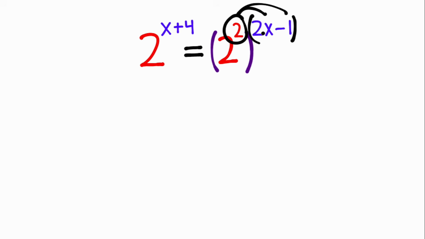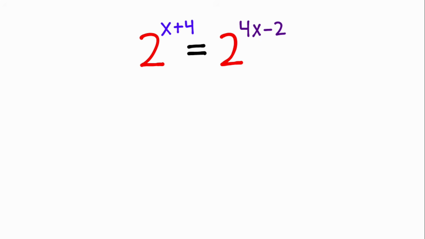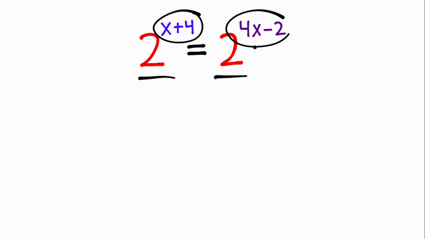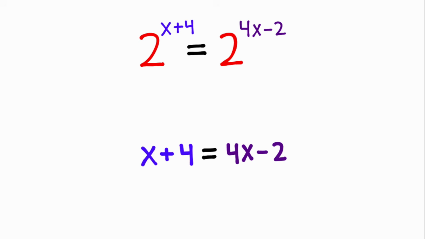So I'll have 2 times 2x, which is 4x, and then I'll have 2 times negative 1, which is negative 2. Now notice after completing this step, the two bases are the same, which means I can set the exponents equal to each other. So we'll have that x plus 4 is equal to 4x minus 2, and now we just need to solve for x.